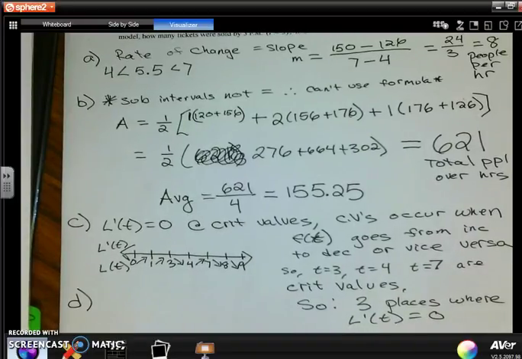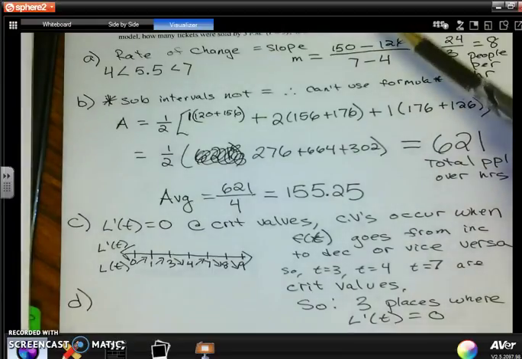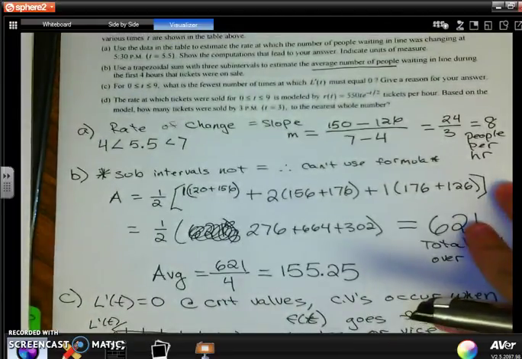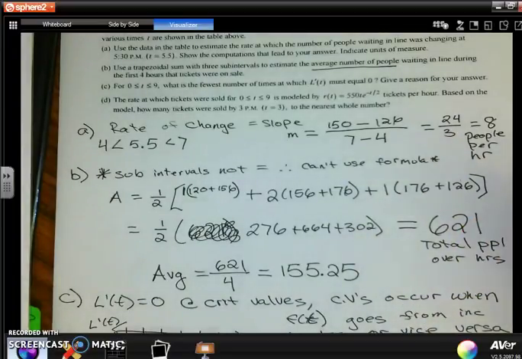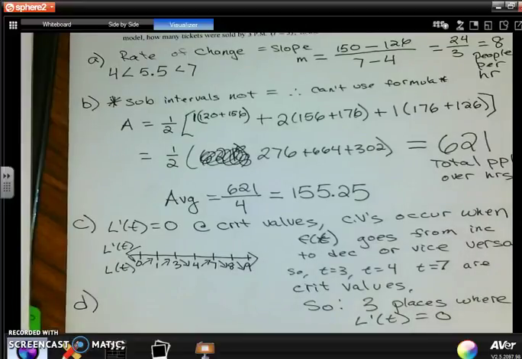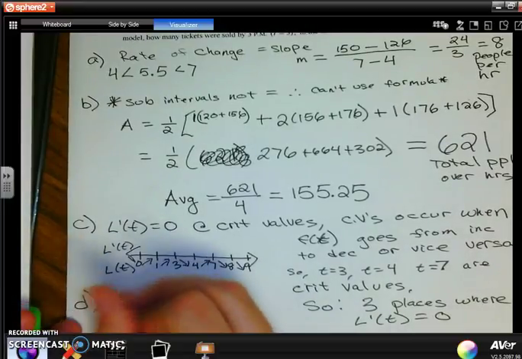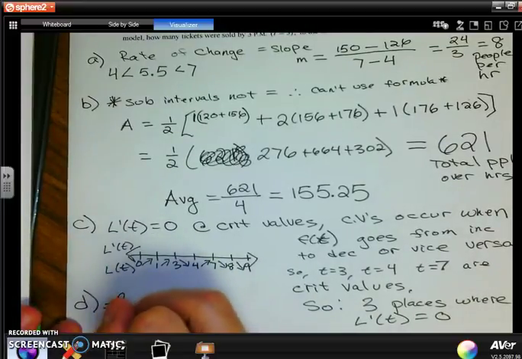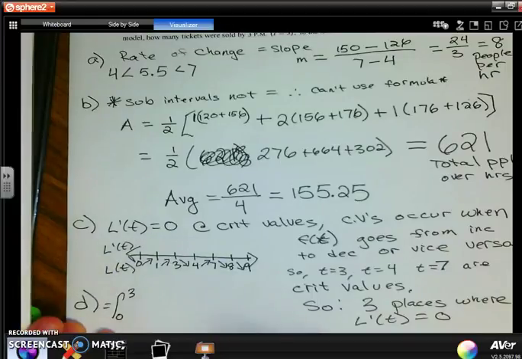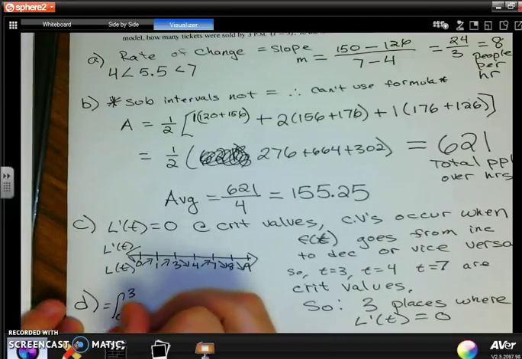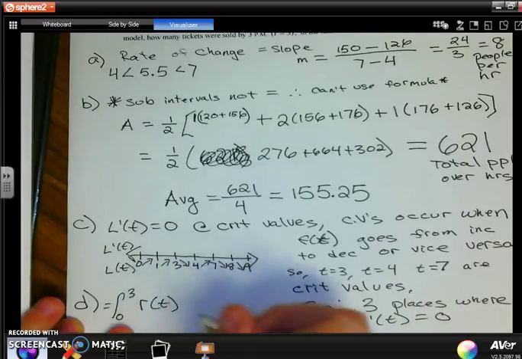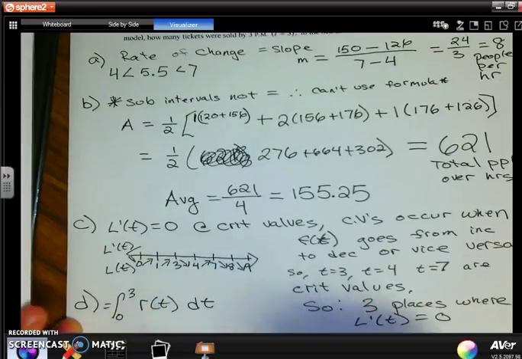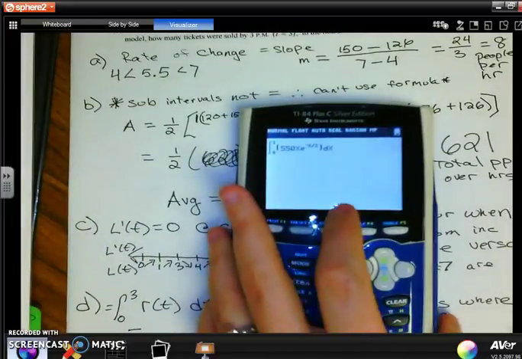Okay, so for Part D it says the rate at which the tickets were sold is modeled by this R equation that was given. Based on the model, how many tickets were sold by 3 p.m.? So I'm trying to figure out the total. I need to integrate from 0 to 3. So that's going to equal the integration from 0 to 3 because I wanted it till 3 p.m. And we're just integrating R of t dt, and that's going to be a straight calculator question.